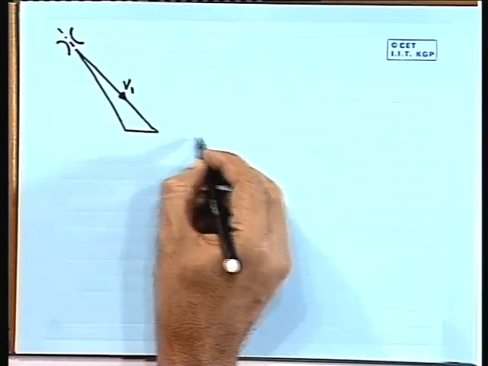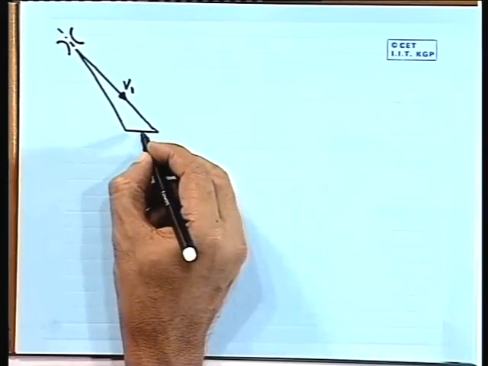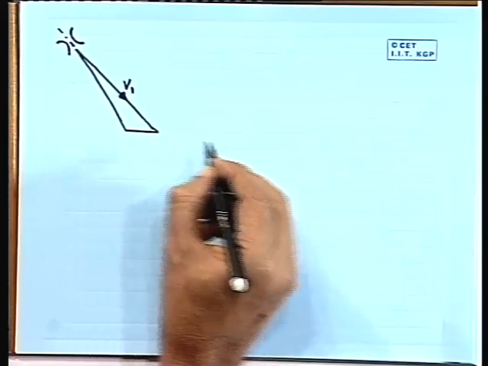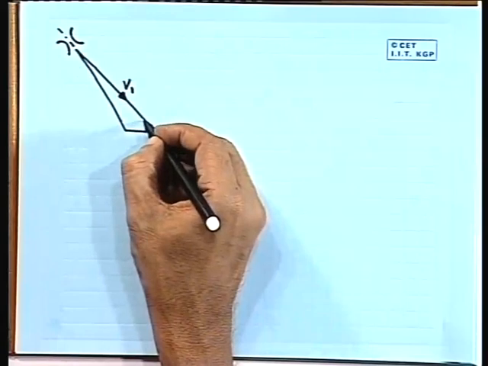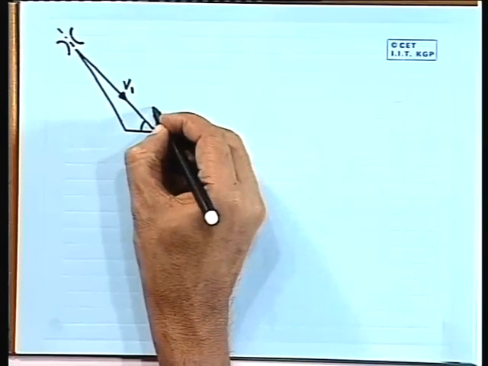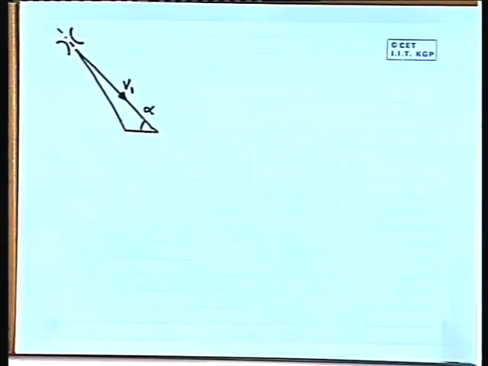Now, this direction is the direction of rotation, and let us say the nozzle makes an angle alpha with the direction of rotation. So, we can say that the absolute velocity of steam makes an angle alpha with the direction of rotation.